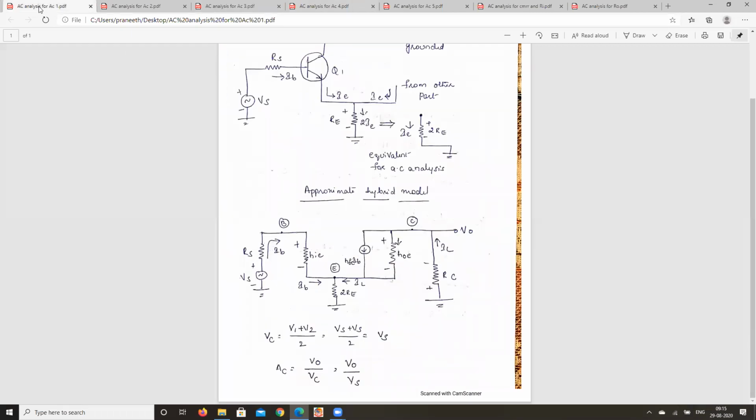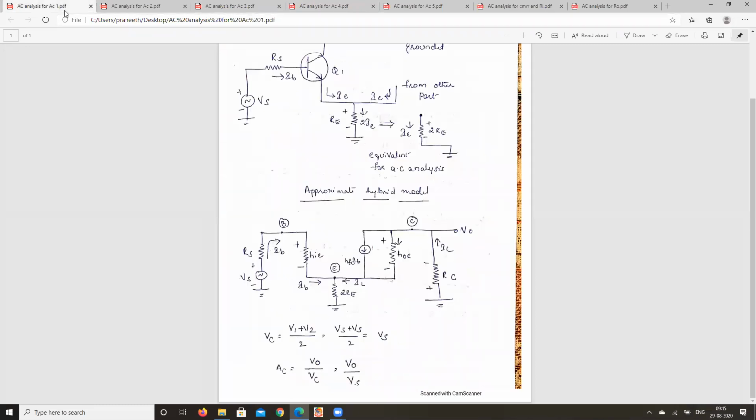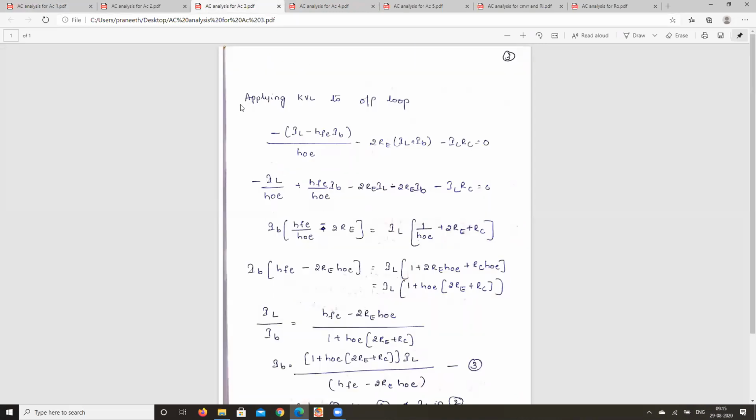So if you apply the KVL to the output loop, what are the voltages so far that we have? They are (IL minus HFE IB) by HOE, IL RC, and (IB plus IL) into 2RE. Those are the voltages that we have so far in the output loop.